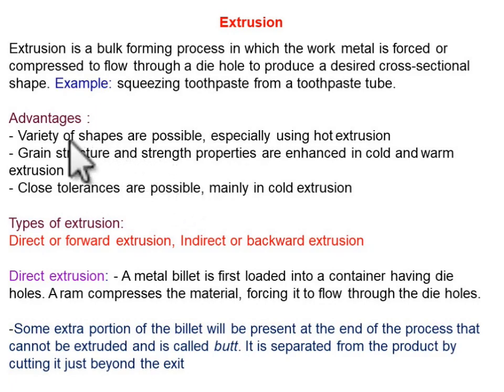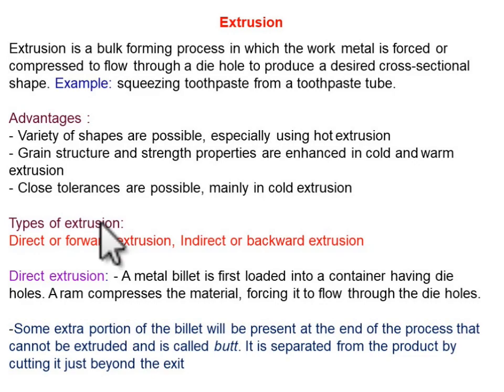These are the advantages of this extrusion process. A variety of shapes are possible, especially using the hot extrusion process. Grain structure and strength properties are enhanced in cold and warm extrusion. I've told you that in cold working, the working is in the plastic region, and that's why the strength increases in case of cold working. Close tolerances are possible in case of cold extrusion. In case of hot extrusion, the deformation takes place easily, and it is difficult to maintain dimensional accuracy. That's why close tolerance can be obtained only in cold extrusion.